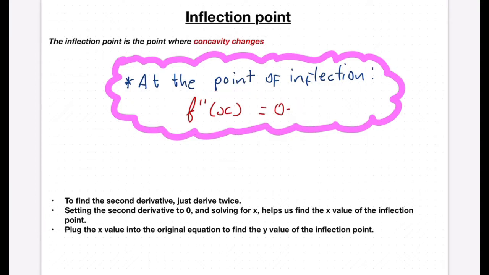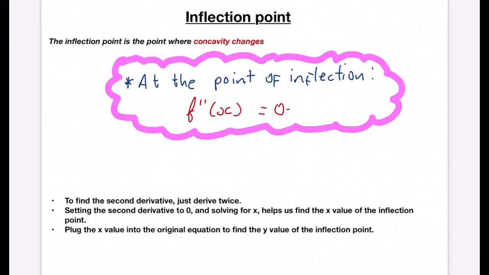Now, you might be confused as to what a second derivative is because we haven't ever spoken about a second derivative, just a first derivative. But to find the second derivative, you're simply just going to derive twice. So if you wanted to find the point of inflection, first you'd find the second derivative by deriving twice, and then you would set that second derivative equal to 0 and solve for x. That will give you the x value of the point of inflection, which you can substitute back into the original f of x equation to get the y value of the point of inflection.